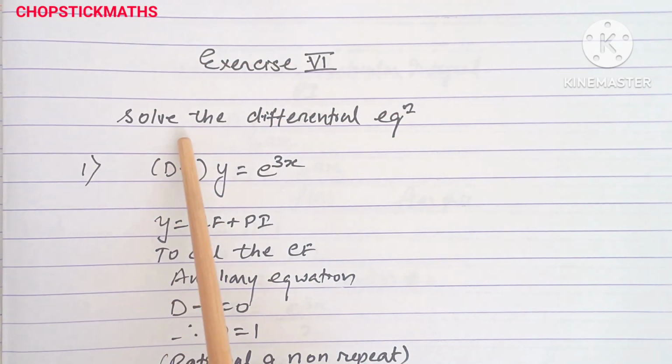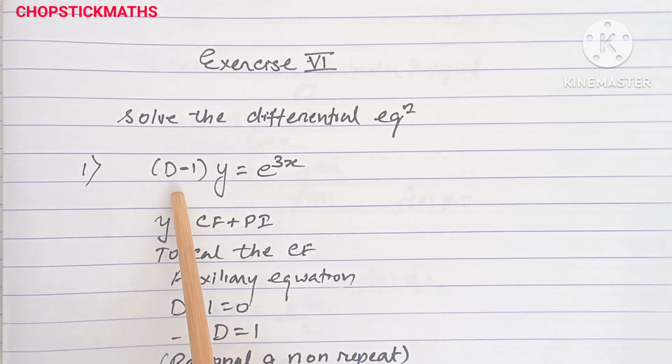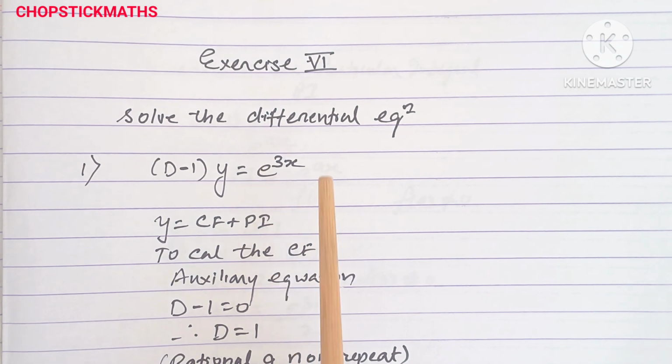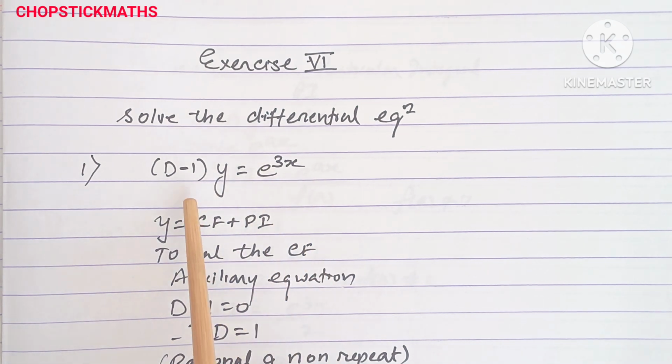Exercise 6, sum number 1. Solve the differential equation (D minus 1) y is equal to e raised to 3x. Now, this differential equation, the solution will have two parts. y is equal to the complementary function plus the particular integral. So let us first calculate the complementary function, that is CF.